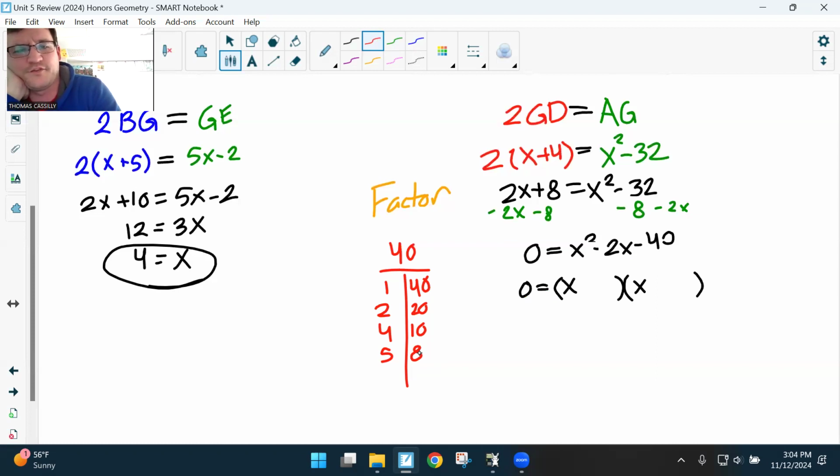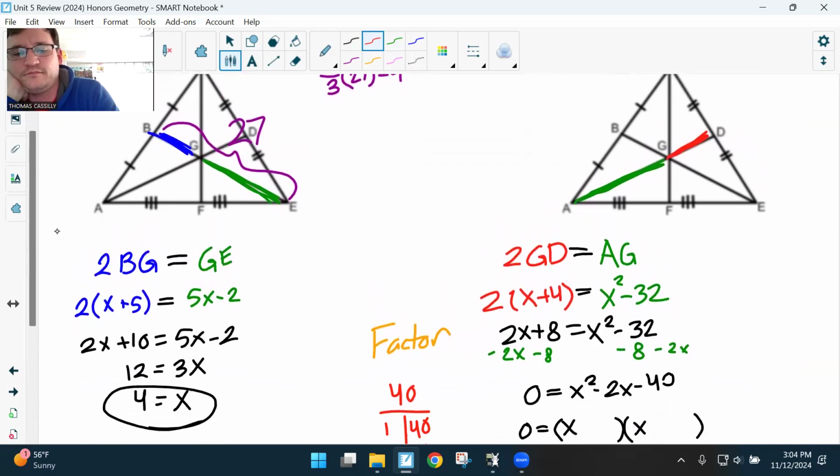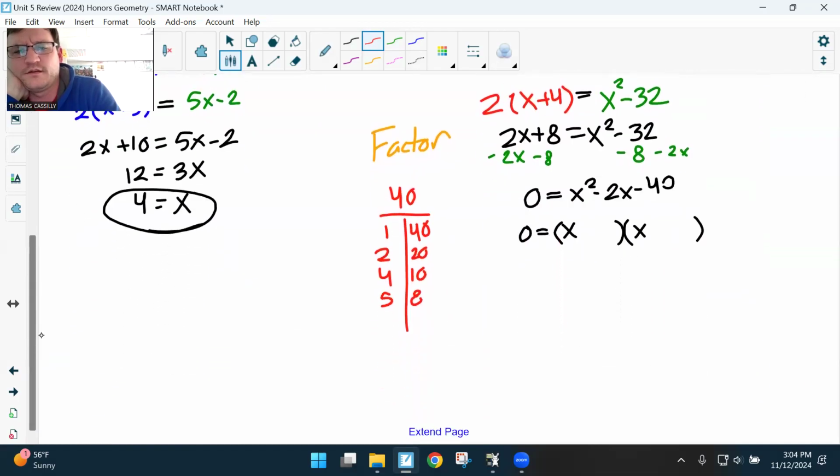I'm starting to think I made a mistake. Did I make a mistake? It does happen every now and again. AG is x squared minus 32. Negative 32 minus 8 more. That's a 2x. I don't think this one works. I don't think this one factors. Yikes.